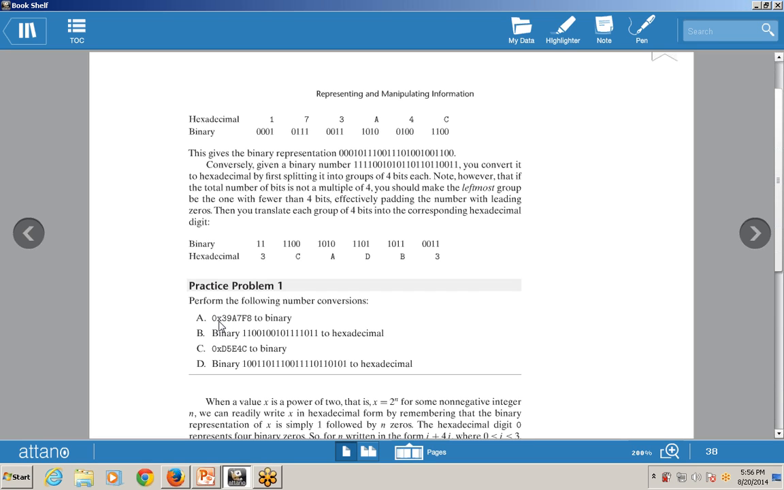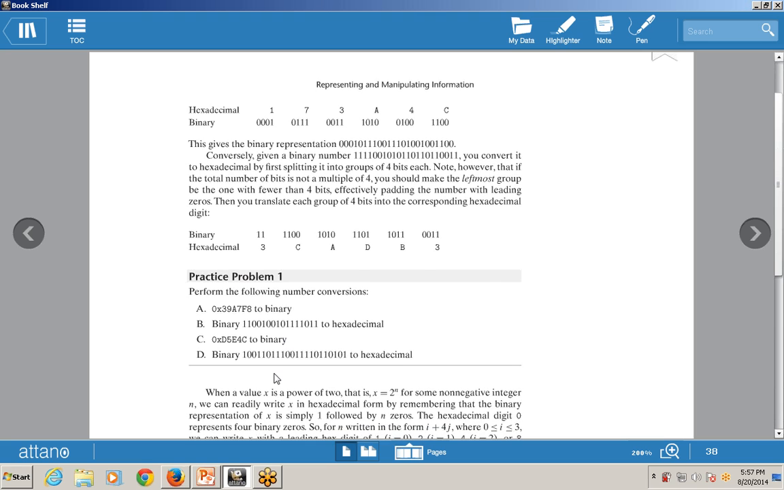First question is: 0x39A7F8 is converted into binary. Means you have to convert 39A7F8 into the binary number. Then use the binary number and convert it into hexadecimal using 4-4 pairing.